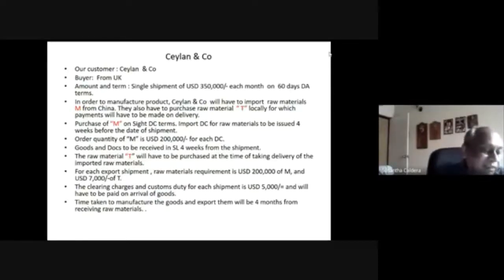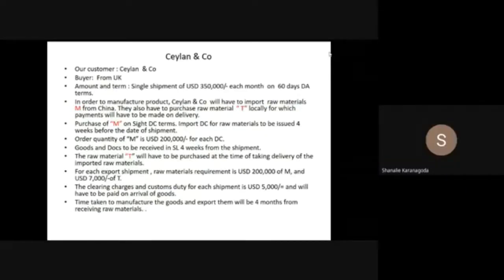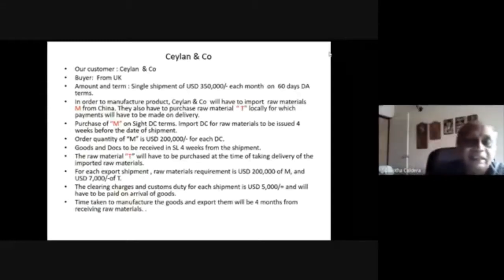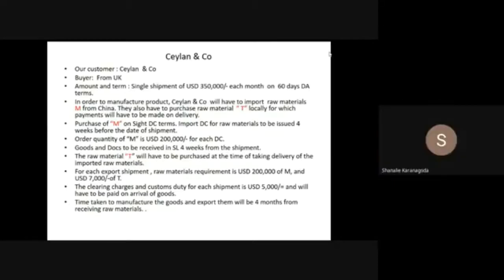Then purchase of tea locally, how much in US dollars? 7,000. Right? 7,000. Then how long is the time taken for manufacturing of goods? Time taken to manufacture the goods is 4 months.